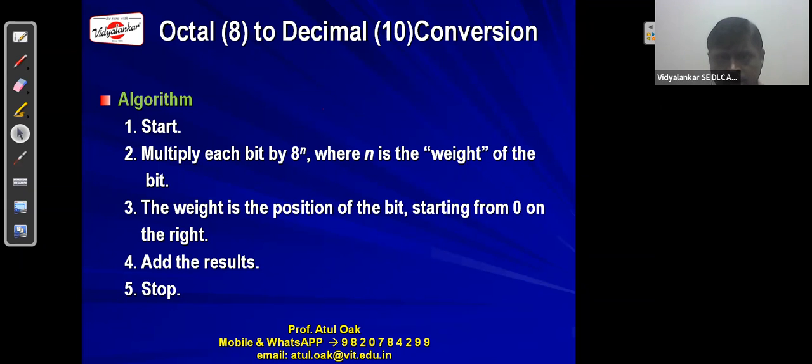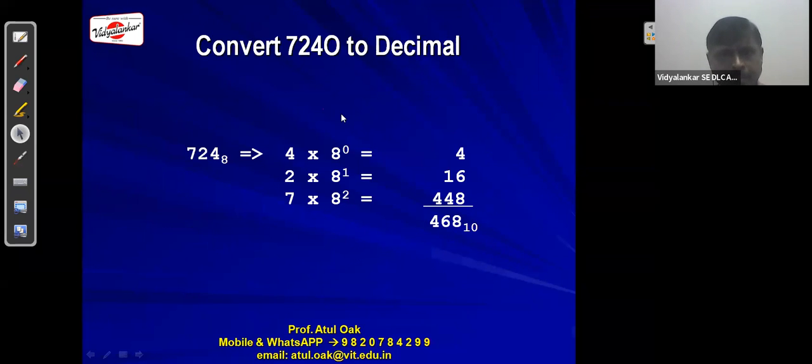Okay, I'm going ahead with the example. And here is the example: convert 724 octal to decimal. Complete this example. I will wait for 1 more minute. See how you can present your answer in the examination. That is also visible in our example.